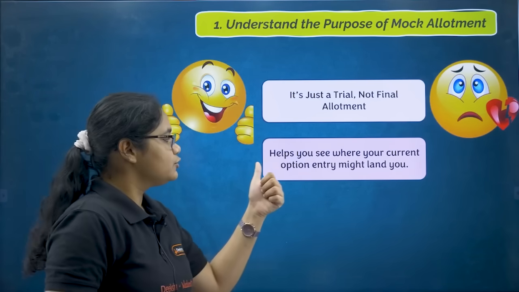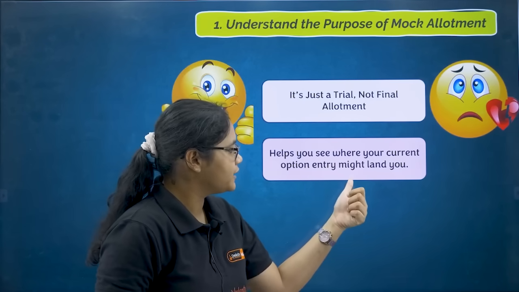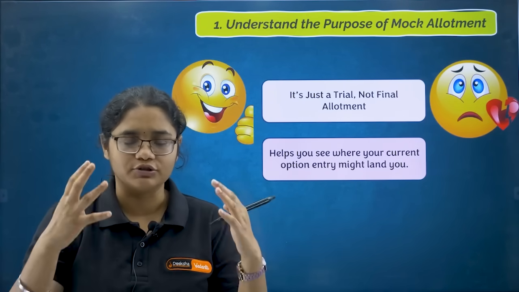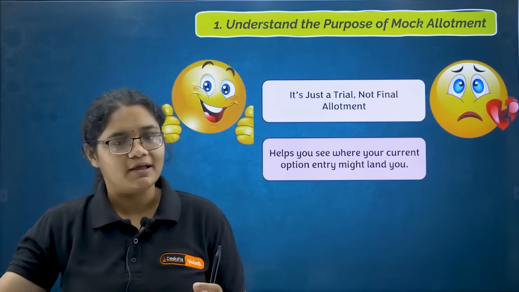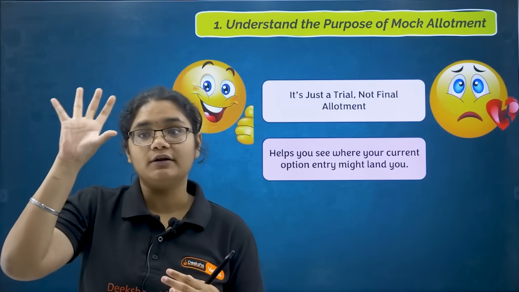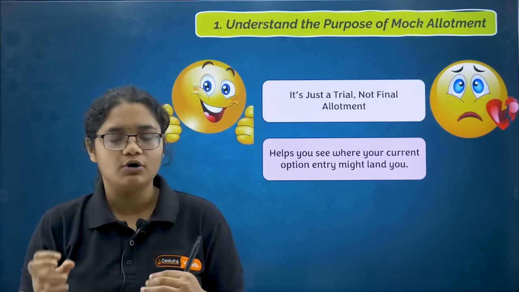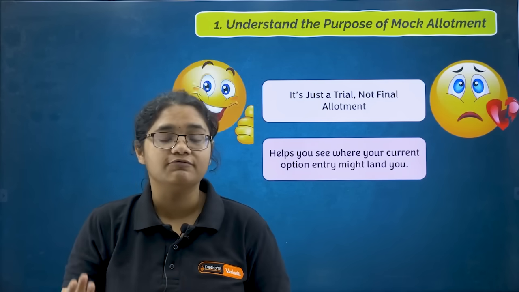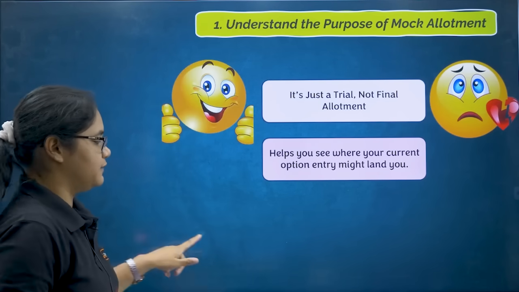It helps you to see where your current option entry might land you. So now you have already prepared an option entry or choice filling, and based on that you have been allotted a college. So now you can know whether you are getting the top colleges from your list or the bottom colleges of your list. Accordingly you can modify your option entry or choice filling.